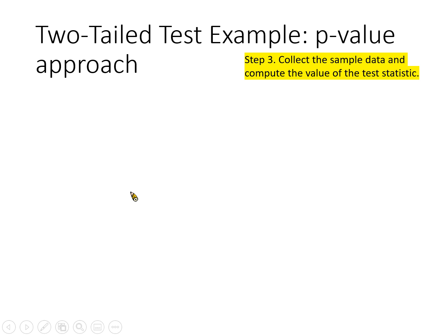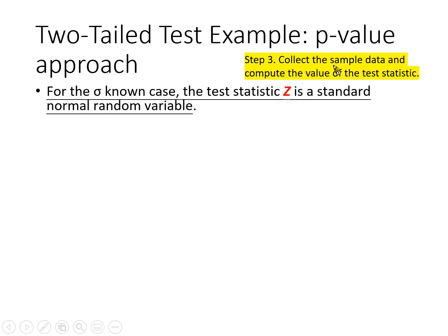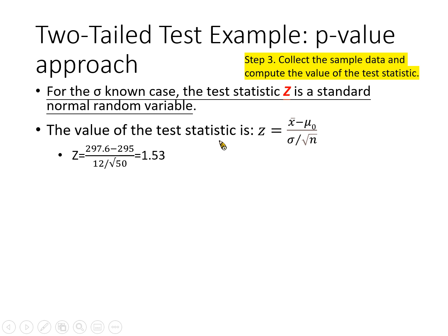So here, the next step is to collect the sample data and compute the value of the test statistic. Because this is about a population mean, and especially the population standard deviation sigma is known, the test statistic we can use is the z-value. Following the formula of the z-value, that is x bar minus mu 0 divided by sigma from your population divided by the square root of the sample size.